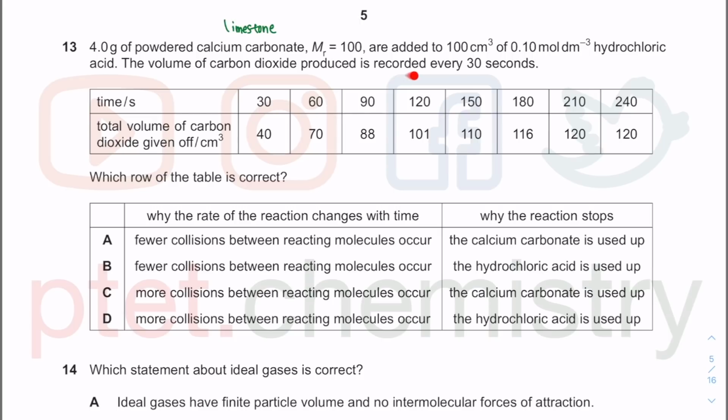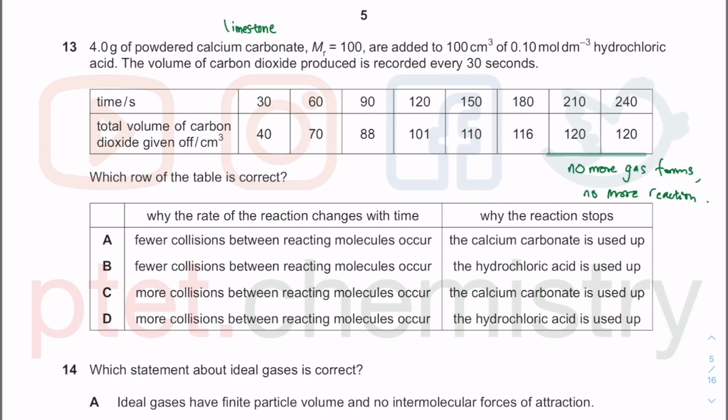The carbon dioxide produced is recorded every 30 seconds, and you will see that the reaction keeps on producing gas until 210 seconds. Then no more gas gets produced, so no more gas forms because the reaction has completed, so no more reaction. That means the rate will decrease. Why does the rate of reaction change with time?